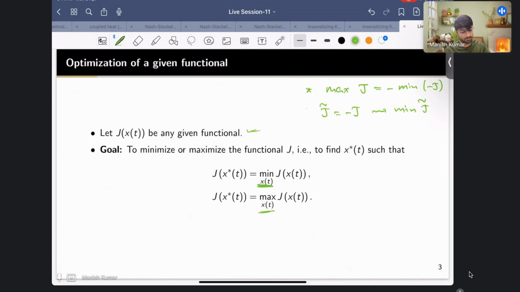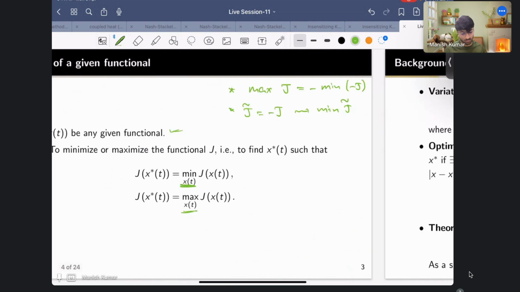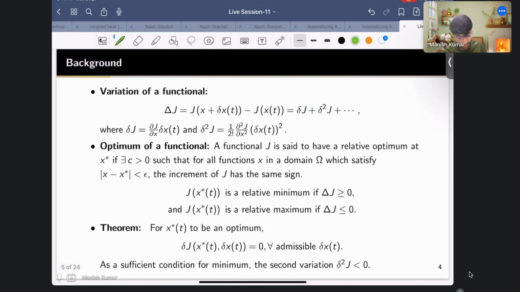so the question is the same. You have to optimize this functional value, either maximum or minimum. So this is the main goal, that you have to minimize the value of the functional. Let us see how to do that.